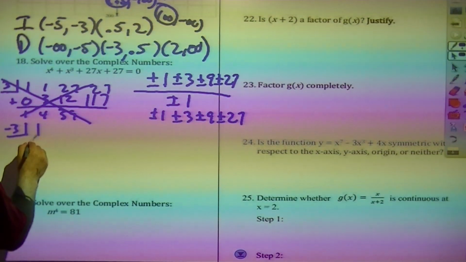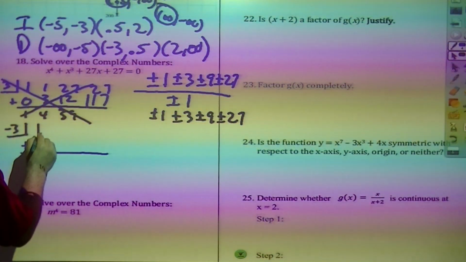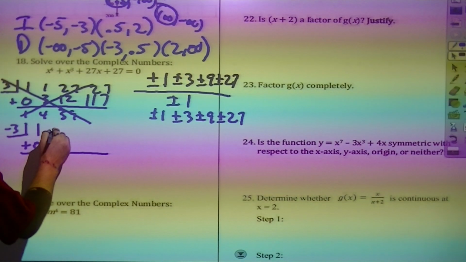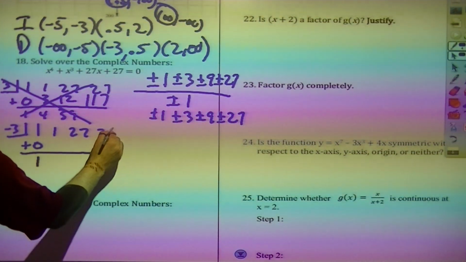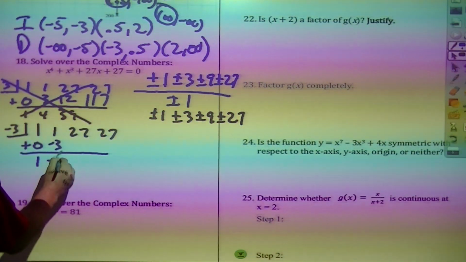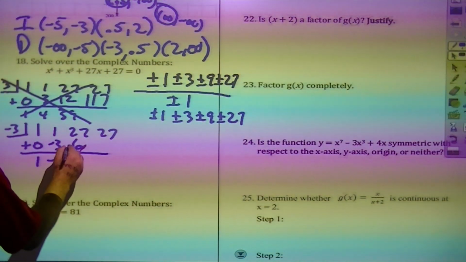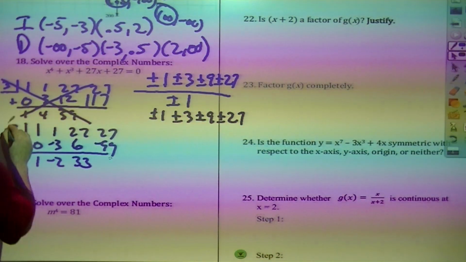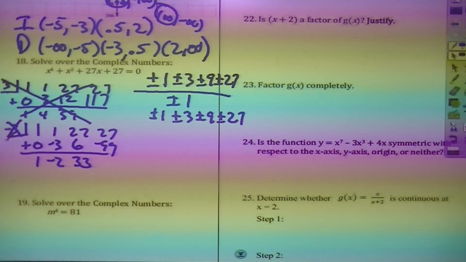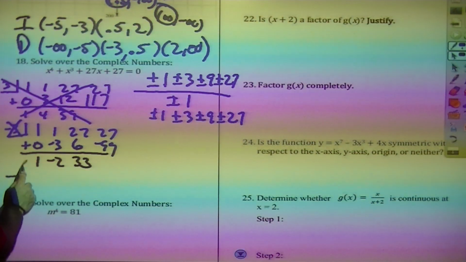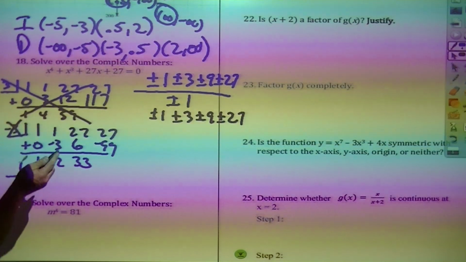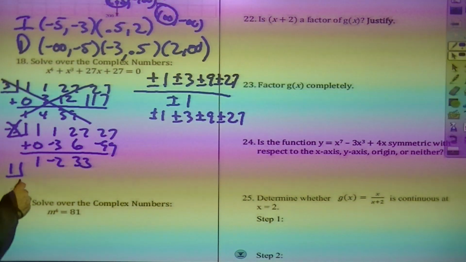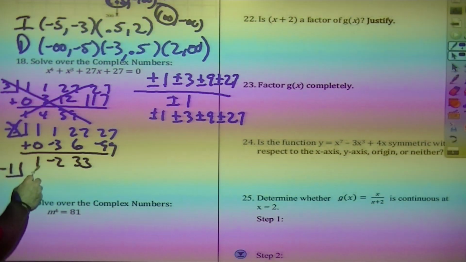Let's try negative 3. So 1. That's negative 3. That's negative 2. That's 6. That's 33. That's still negative 99. So we know negative 3 is no good. Okay. All right. Let's try 1. All right, see if that, or -1, let's try that one.